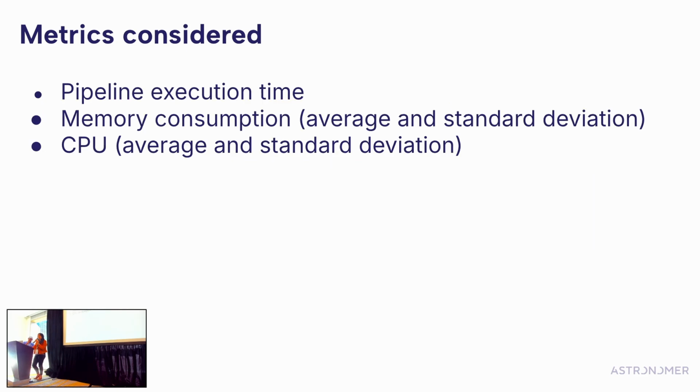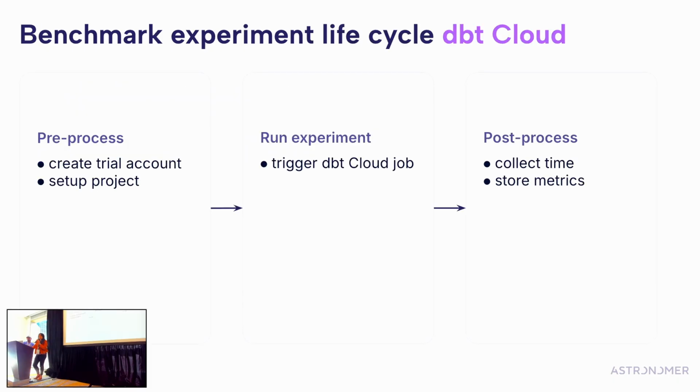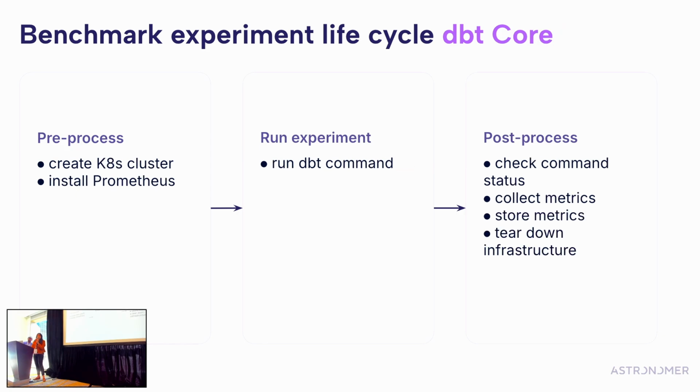So we took into account pipeline execution time, memory consumption, and CPU. The first step we did was with dbt Cloud. So we created a trial account. We set up a project using their UI. We triggered the dbt Cloud job, and then we collected the time. We couldn't collect CPU and other things. This was a bit more manual than we would like, but at least we tried to keep this pre-process, run, and post-process.